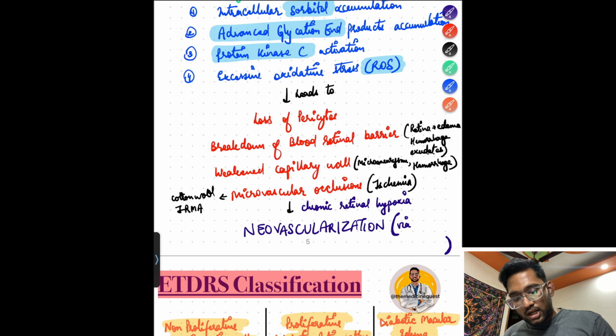Now chronically, when this ischemia is present, it will lead to a phenomenon called neovascularization via the factors VEGF, that is the vascular endothelial growth factor, PDGF, platelet derived growth factor, as well as HGF, that is the hepatocyte growth factor.